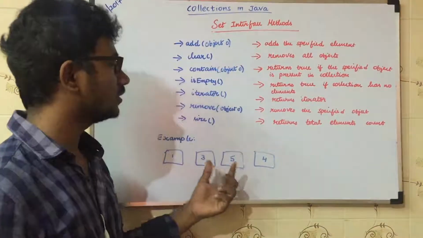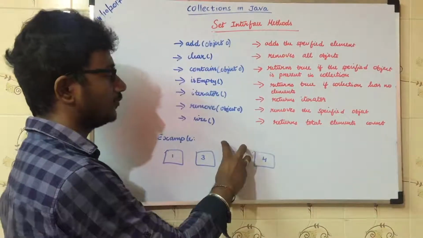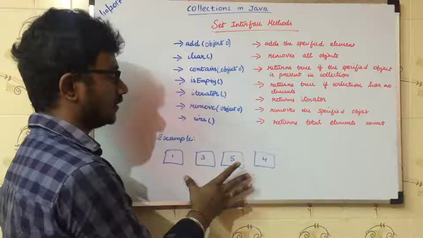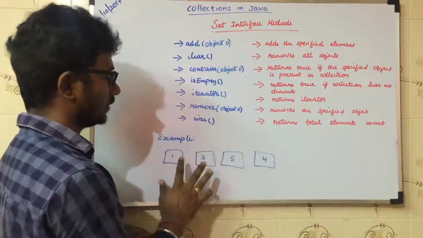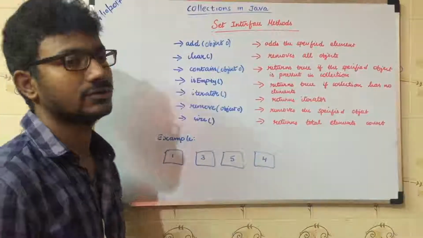Remove, it will try to remove the specified object. If we are sending 5, it will remove this object. Size, it will try to count the number of elements present in this set, and it will return the total element count. For example, 1, 2, 3, 4. It will return 4 for this set.